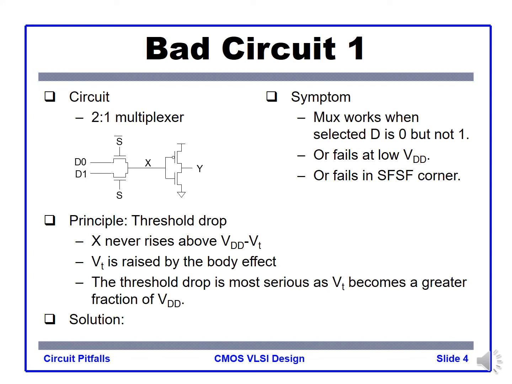You know that the internal node X never rises above VDD minus VT. VT is also raised by the body effect. The source node is higher, so the VT is even higher. So this threshold voltage drop is most serious in this kind of circuit, as VT becomes a larger fraction of the VDD.